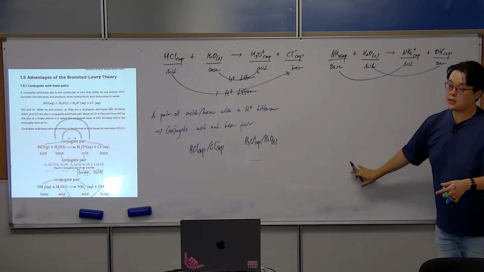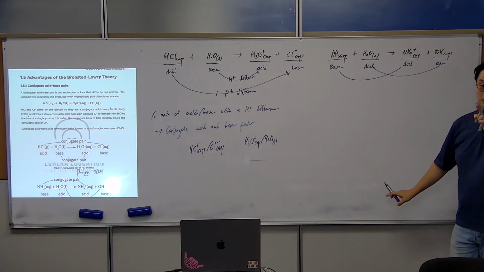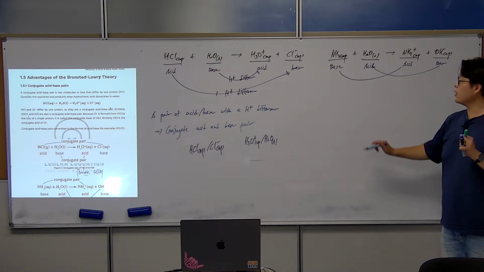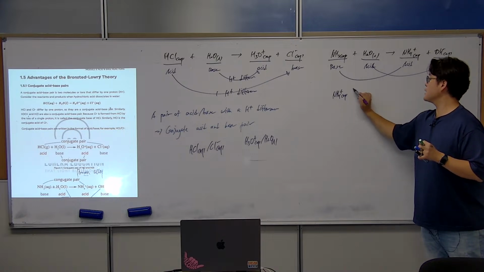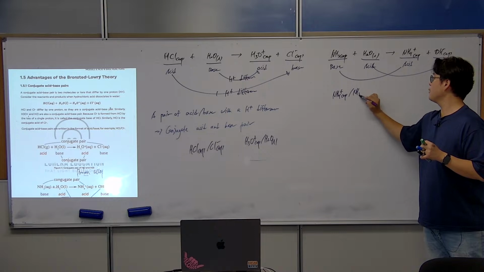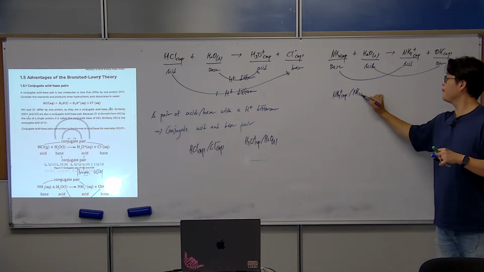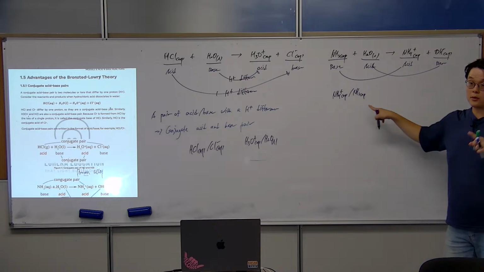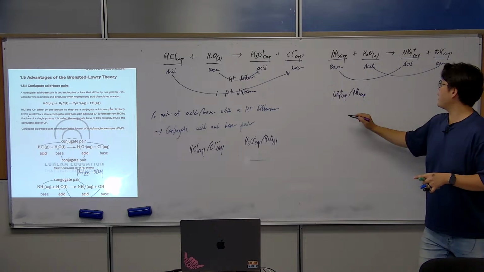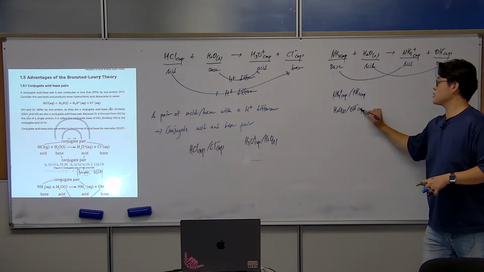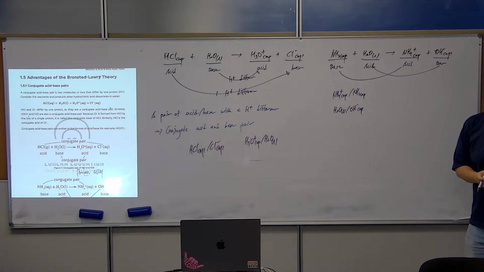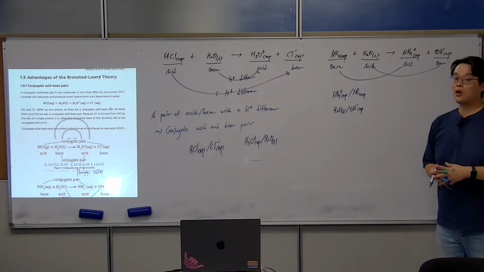So in this case, we have two conjugate acid and base pairs. One is the acid NH4 plus aqueous and the base NH3, that is one conjugate acid and base pair. Two is H2O liquid as the acid and OH minus aqueous as the base. Does it make sense? Okay, this is what we mean by conjugate acid and base pairs.